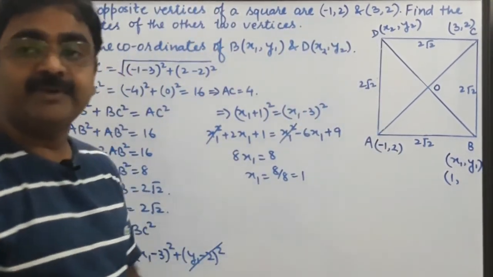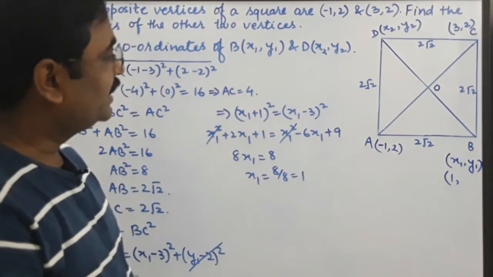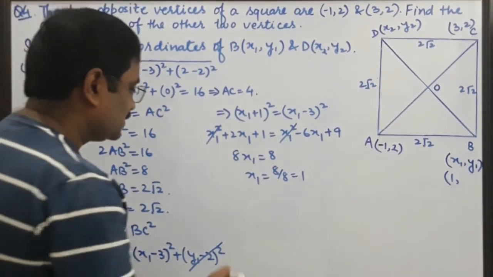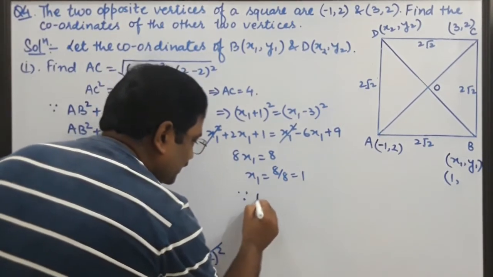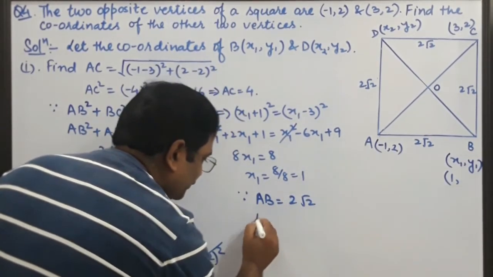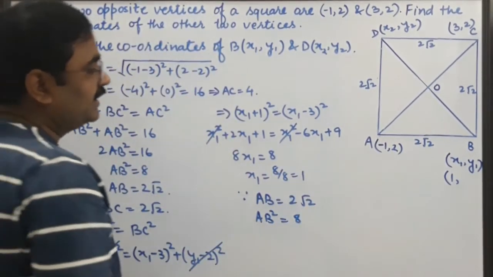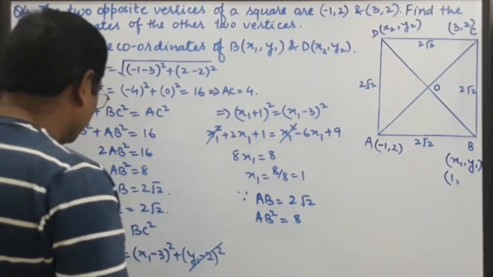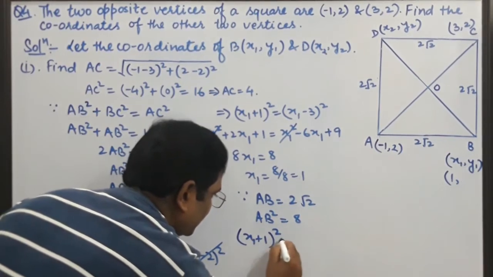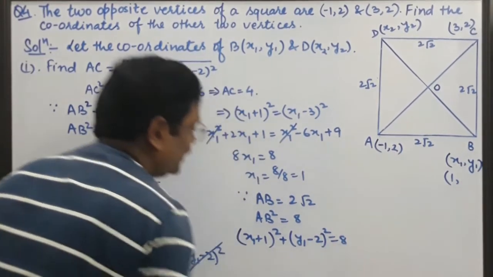Now we need to find out the value of y1 also. So to find the value of y1, we have to take AB is equal to 2 under root 2. So since we got it, AB is equal to 2 under root 2. Therefore AB square equals to 2 2s are 4, 2 4s are 8, and AB square can be written as x1 plus 1 whole square plus y1 minus 2 whole square, which is equal to 8.